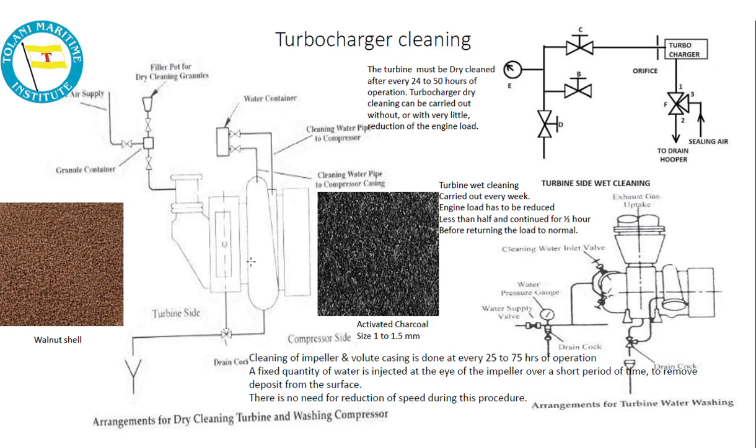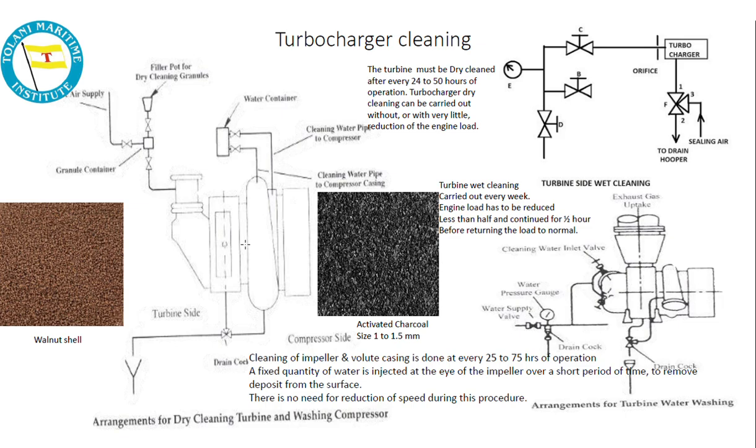When we talk about water washing, engine speed is reduced to bring the exhaust temperature to around 420 degrees centigrade. Fresh water used must be slightly hot. Water is injected through a regulating valve connected on the turbine side. So there is a regulating valve which is connected, you can see in the diagram, to avoid thermal shock to machinery.